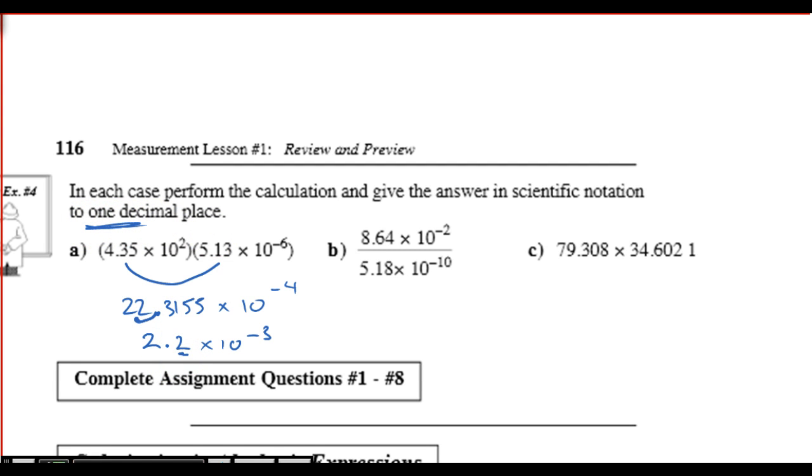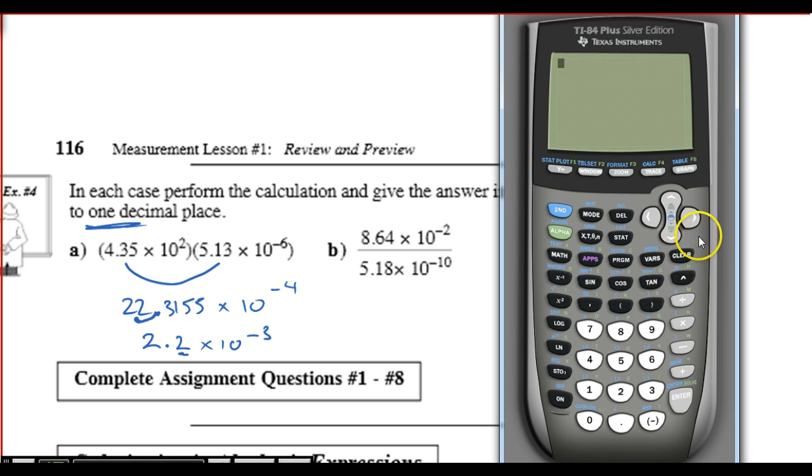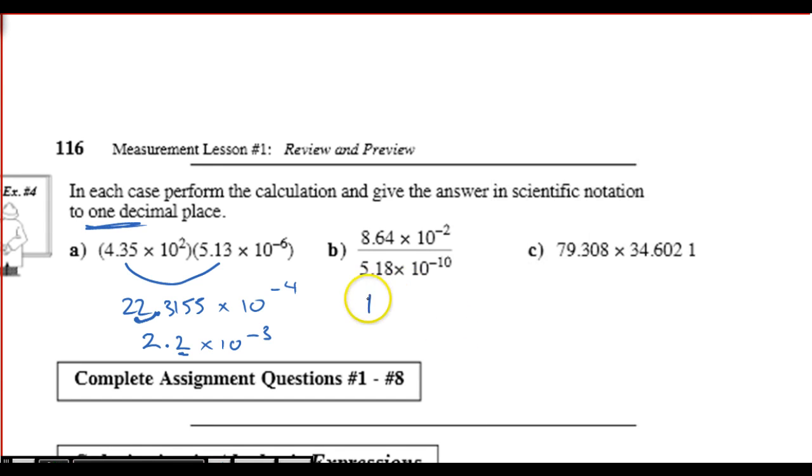Okay, same thing for this one. I have 8.64 divided by 5.18 equals 1.7 to one decimal place times 10, and then negative 2 minus 10 is going to be 8. All right. You can try this last one on your own.